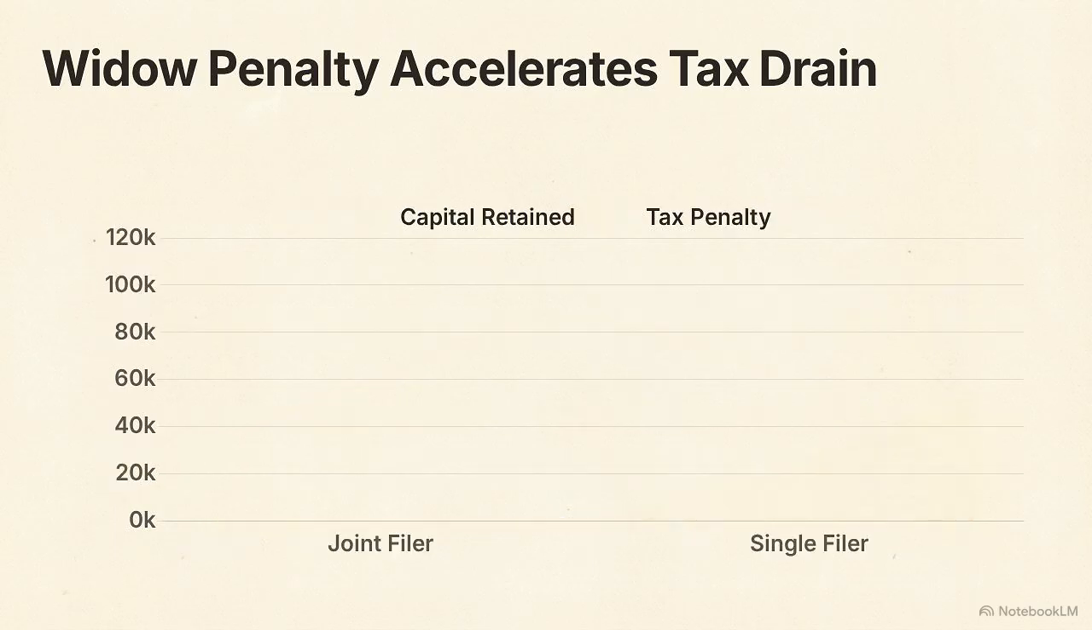That burden accelerates sharply when one spouse passes away. The surviving spouse inherits the entire IRA, but is forced to file as a single taxpayer. This creates the widow penalty. The exact same RMDs are taxed at higher, compressed rates, draining the remaining capital.